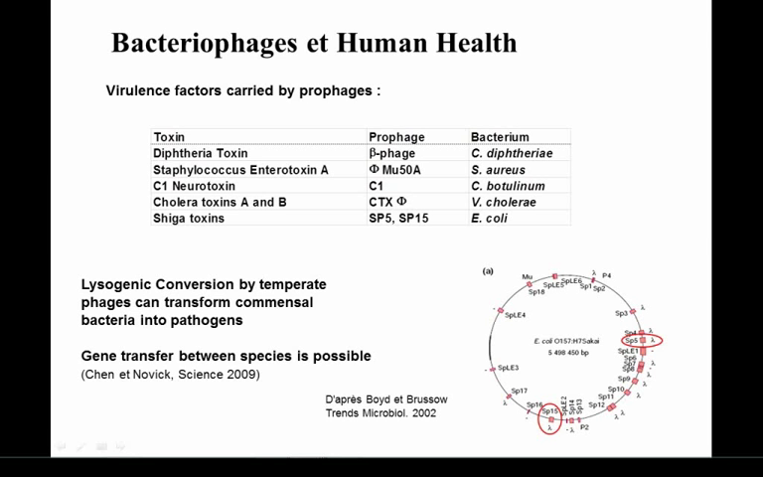Now, this is possible between bacteria of the same species, and in fact, it's also possible for phage to transfer genes between bacterial species. So in this paper, they showed that it was possible to transfer genes from Staphylococcus aureus to Listeria monocytogenes, two quite different gram-positive bacteria.